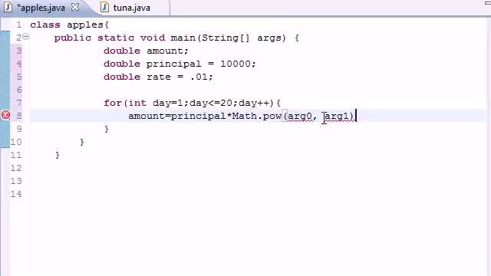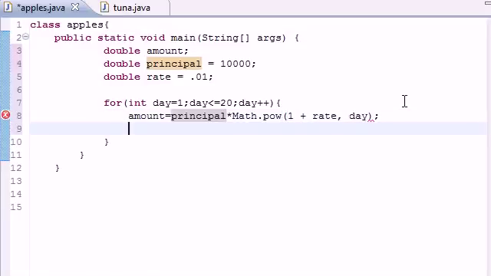The first thing, what's in the parentheses, is 1 plus rate. And what do you want to give the exponent? Year. Or let's see what it was, day actually. So now we have amount equals principal, which is 10,000, times 1 plus 0.01 to the day, and that day is going to loop. So now all we have to do is print this out on the screen.